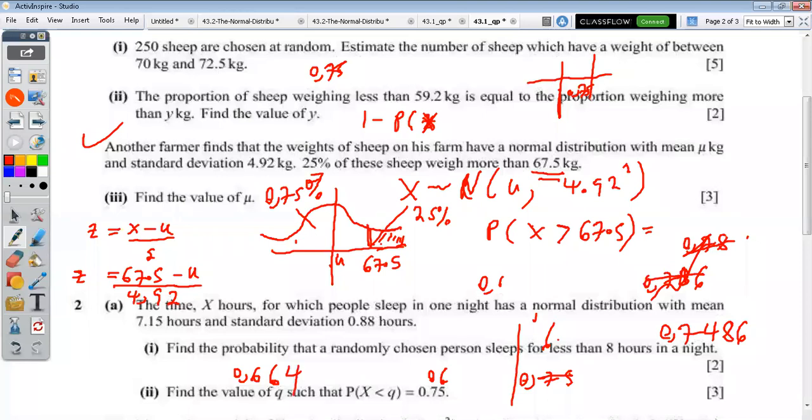Because we are not finding the probability, we are given the probability. That's why I say 75% like this. Then we are simply substituting like this in the formula. We're simply saying 0.664 is equal to 64.5 minus mu over 4.92. Then you cross multiply.